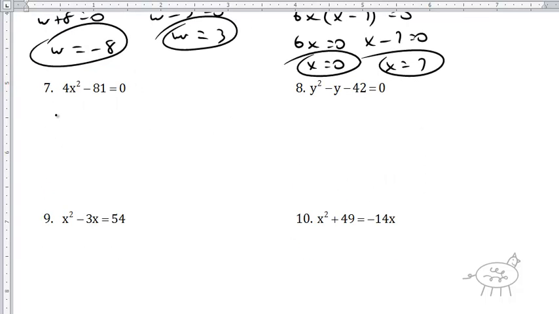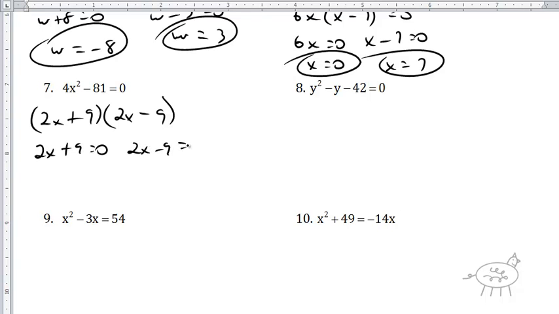Okay, the next one's a difference of two squares. So you get 2x, and then plus and minus, and then 9 and 9. Positive 9, negative 9, right? So you set each of those equal to 0. And you wind up getting x is negative 9 halves, and x is positive 9 halves.